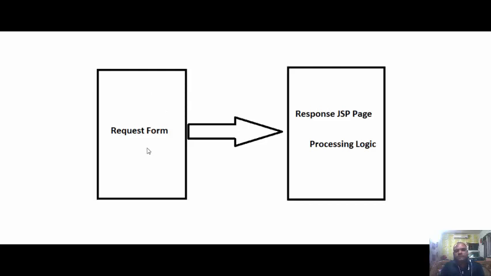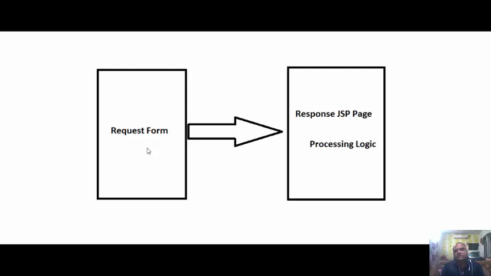Request form is responsible for accepting all the requests from the user, and then by hitting on the submit button we are going to post this entire data to the server. Now once we post this data to the server, from here the server side JSP code plays a role.